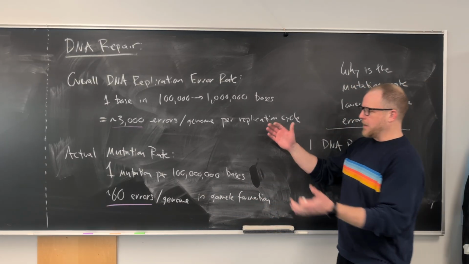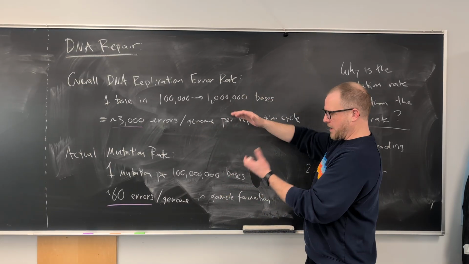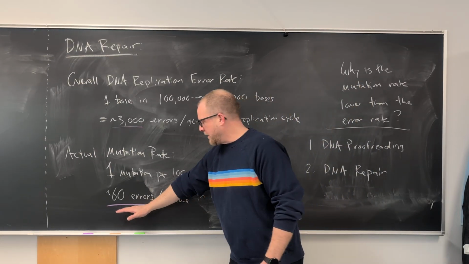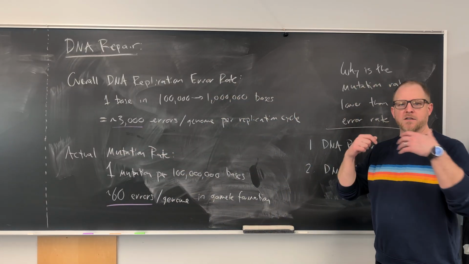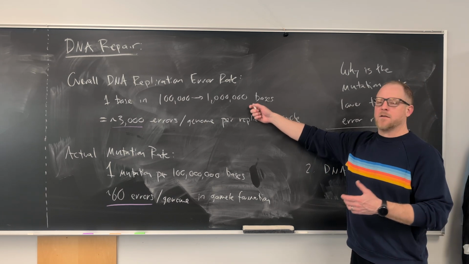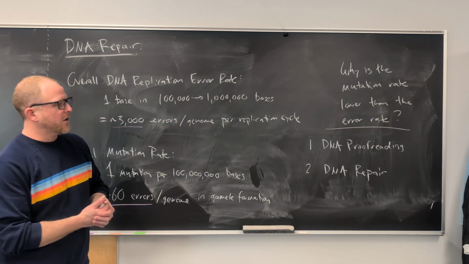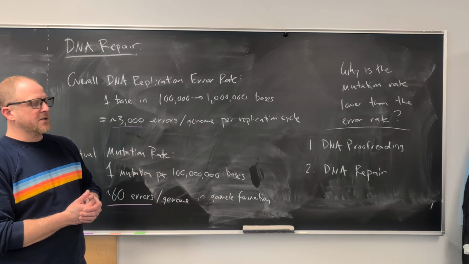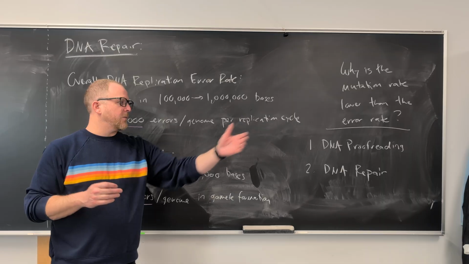If we look at this at face value, I know these are different units, but let's just look at the numbers. This number here, 60, is much lower than this number here. And this is actually largely true. The actual mutation rate in organisms is much lower than the error rate. So that's our driving question here: why is the mutation rate lower than the error rate in organisms? This covers all organisms, going from bacteria all the way through humans.